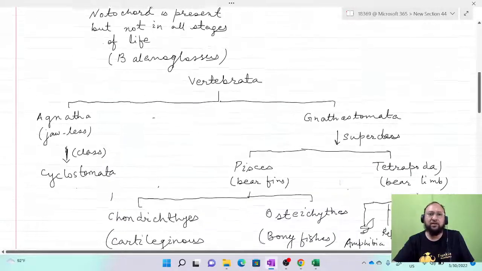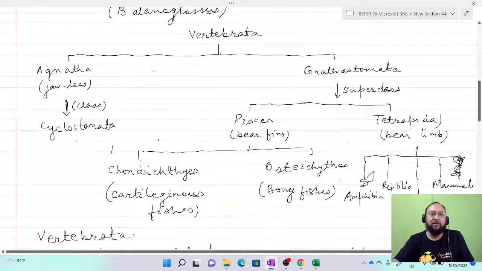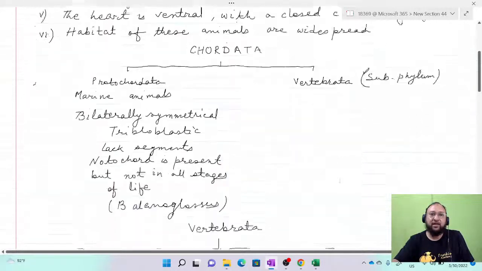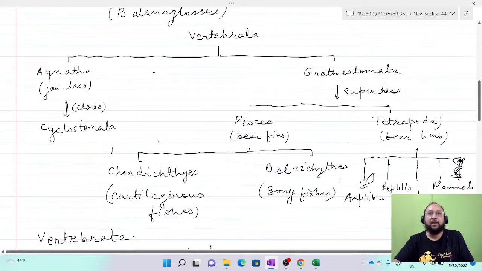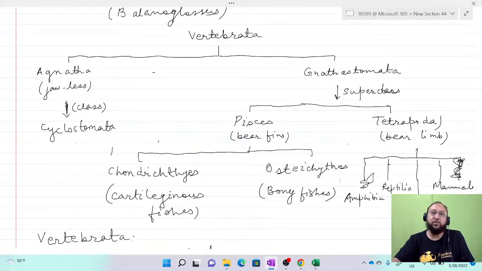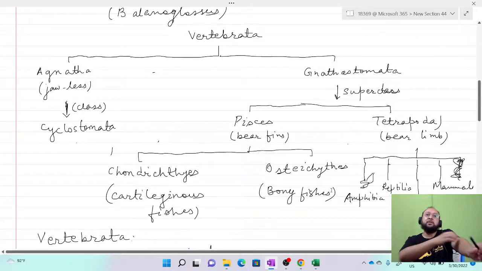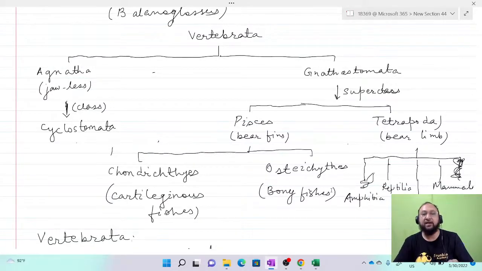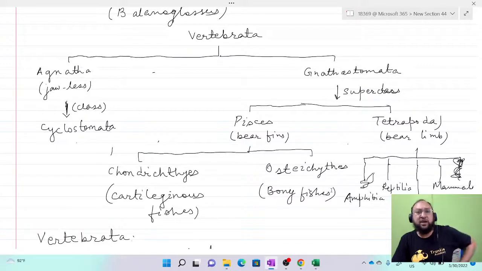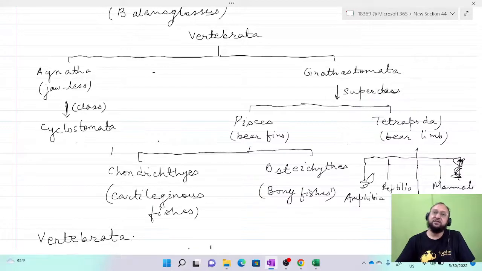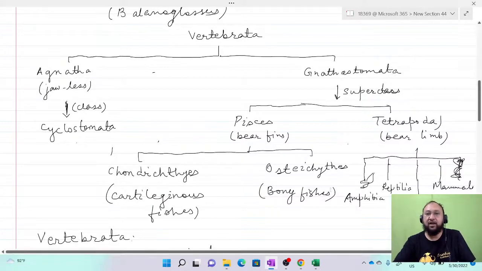I told you phylum Chordata is divided into two subphyla, that is Protochordata and the subphylum Vertebrata. Then again, this Vertebrata is divided into two divisions, Agnatha and Gnathostomata, and again this Gnathostomata is divided into two superclasses, that is Pisces and Tetrapoda. In case of Pisces, they bear fins, but the Tetrapoda have limbs, like hands and legs. Pisces include Chondrichthyes and Osteichthyes, meaning cartilaginous and bony fishes respectively. Tetrapoda include Amphibia, Reptilia, Aves and Mammals.